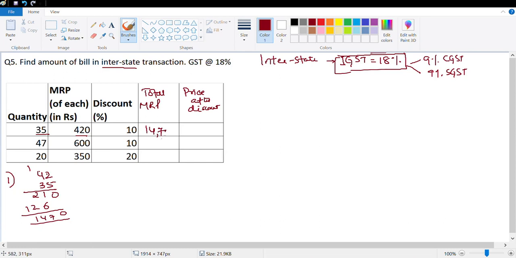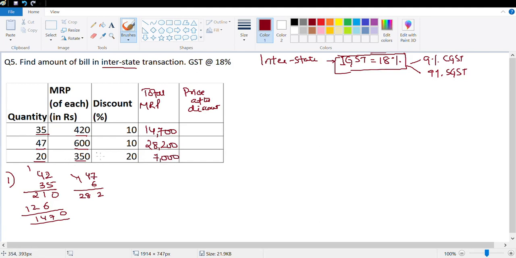So this is 14,700. For case 2, I have 47 products and 600 is the product cost of 1. That's 47 into 600, which is 28,200. And in the end, we have a quantity of 20 with a 350 price product. 35 into 2 is 70, with 2 zeros, which means 7,000.